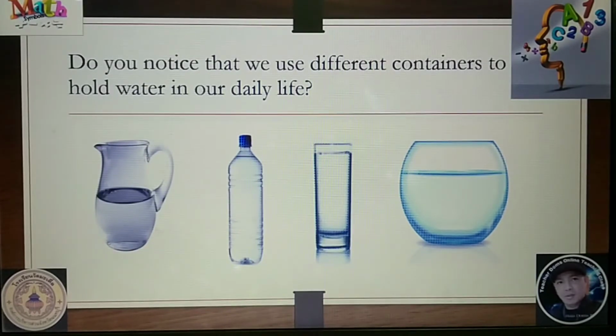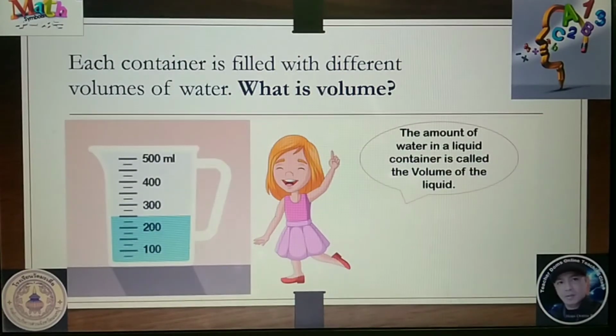Do you notice that we use different containers to hold water in our daily life? Each container is filled with different volumes of water. What is volume? The amount of water in a liquid container is called the volume of the liquid.